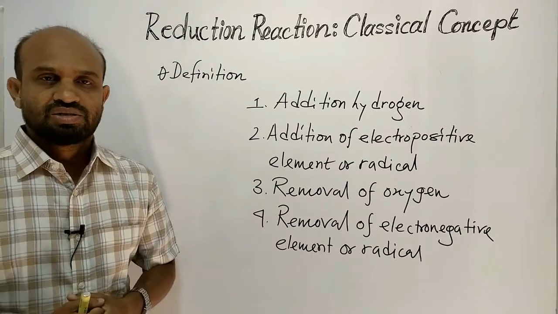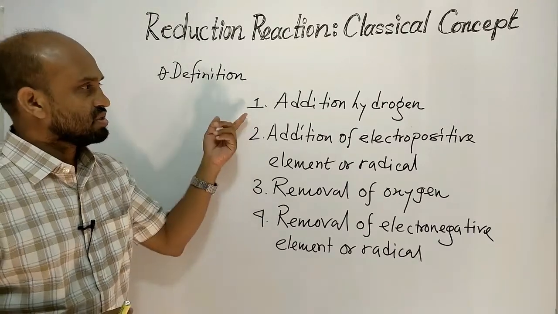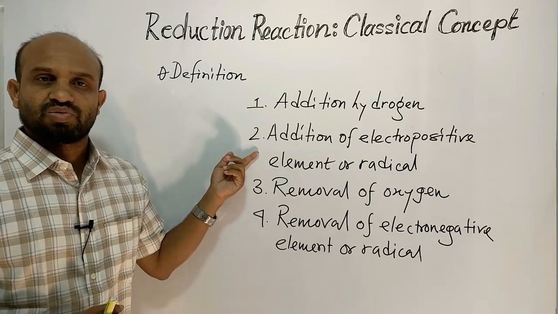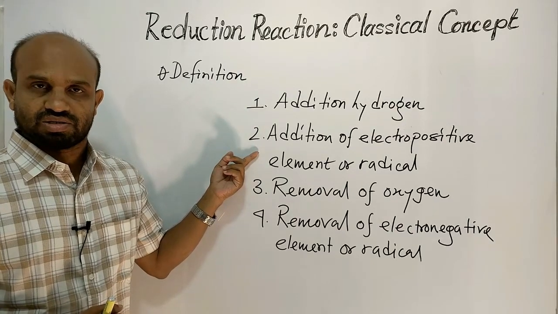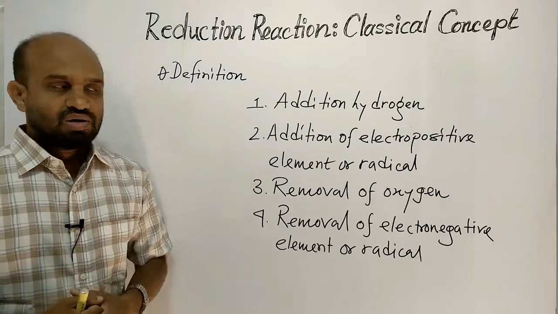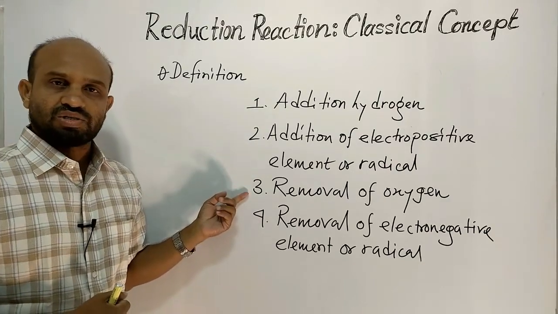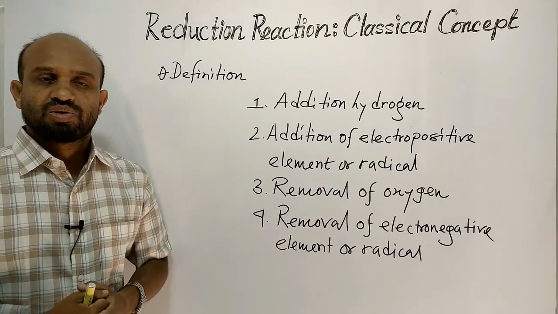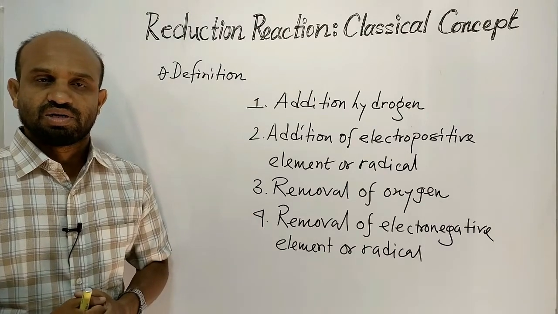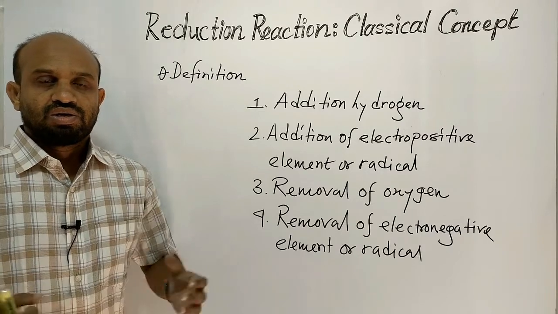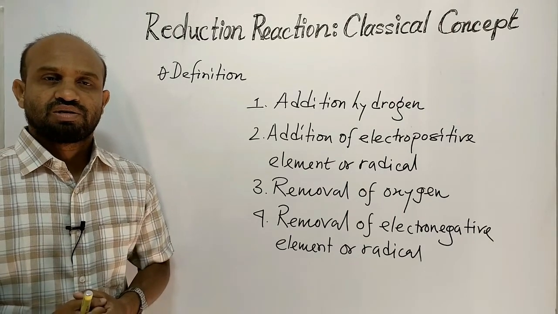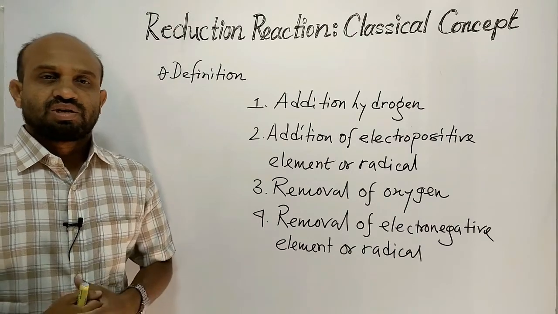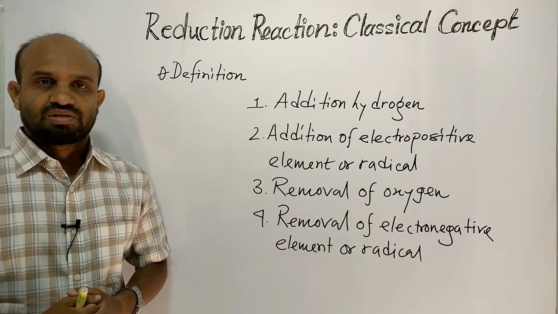The chemical reactions in which addition of hydrogen or addition of electropositive element or radical occurs, or removal of oxygen or removal of electronegative element or radical occurs, those reactions are called reduction reactions. Now let's see some examples of reduction reactions in detail.